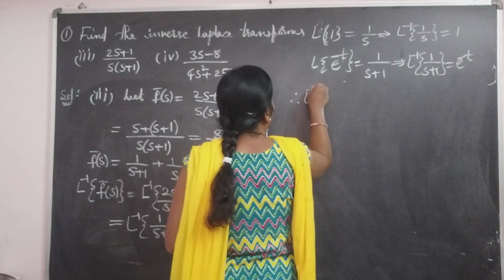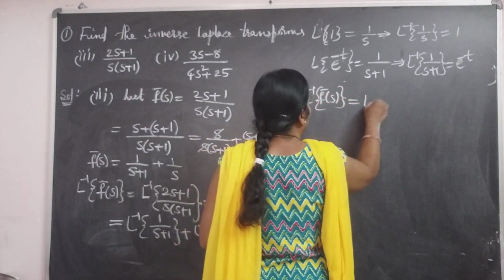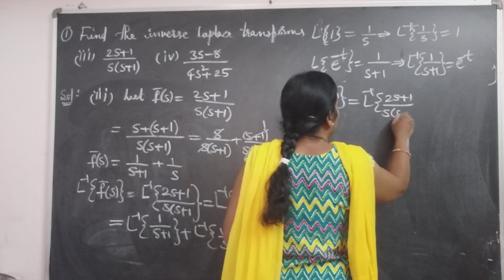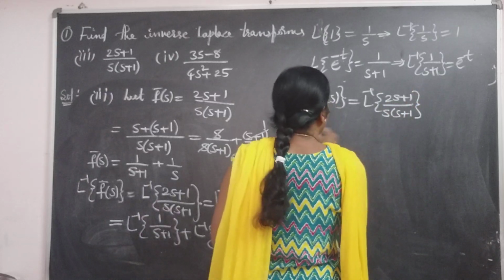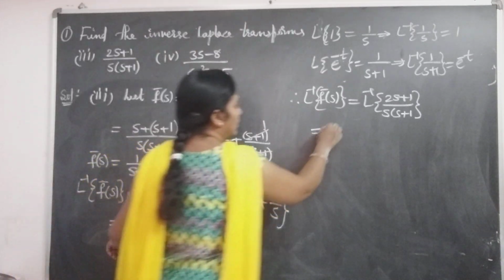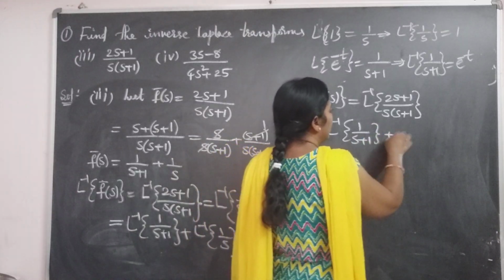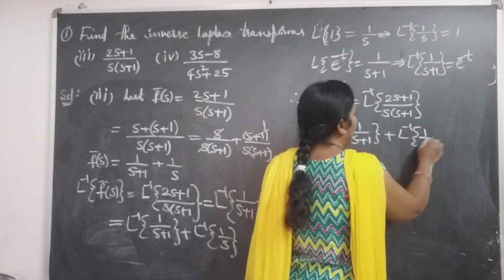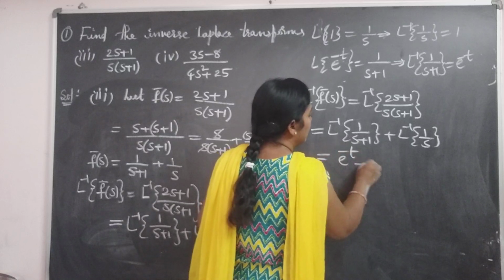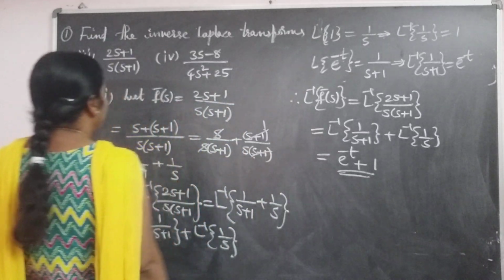Therefore, L inverse of f bar of s, that is equal to L inverse of 2s plus 1 by s into s plus 1, is equal to L inverse of 1 by s plus 1 plus L inverse of 1 by s, which is equal to e power minus t plus 1. This is the third one.